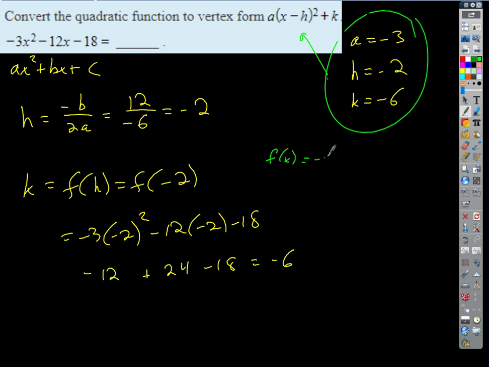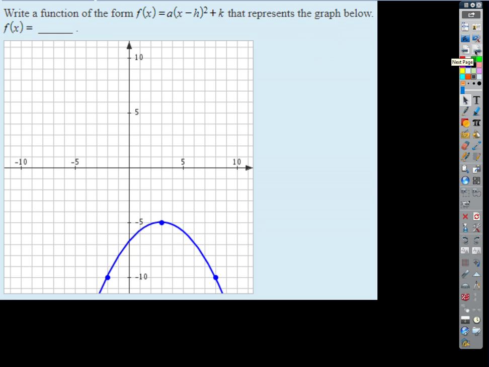And so if I just plug all that stuff into my function, don't I just get f of x equals negative 3 times x minus negative 2 squared minus 6. That's a little easier, isn't it? Right? Okay. You good? All right. So far, so good.